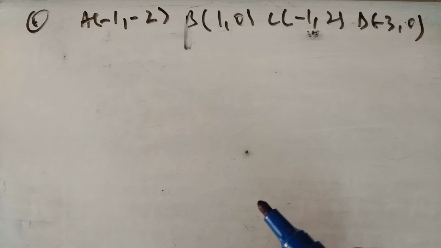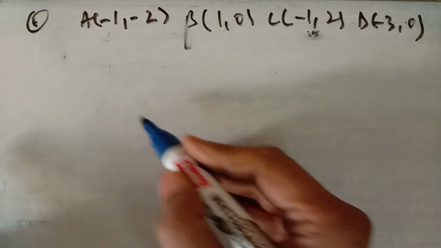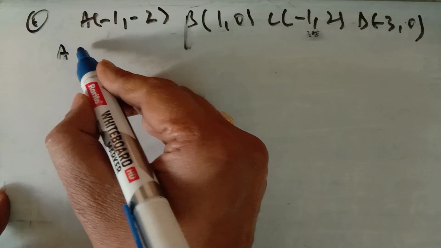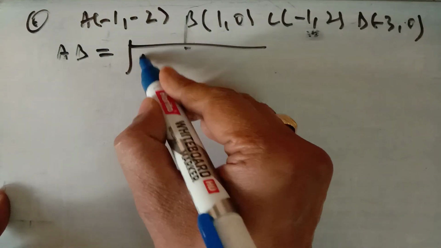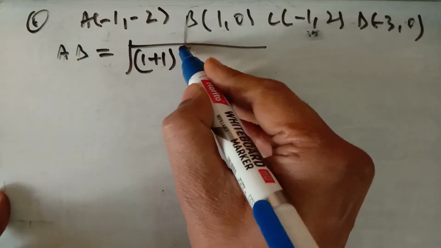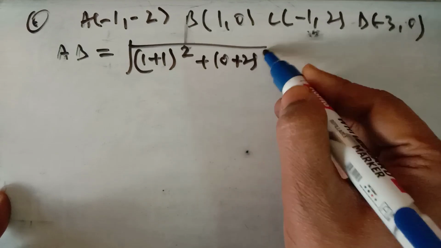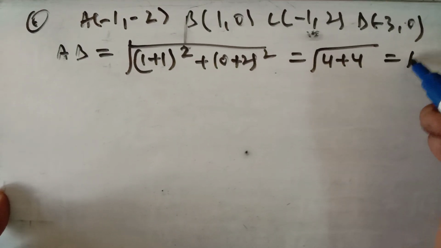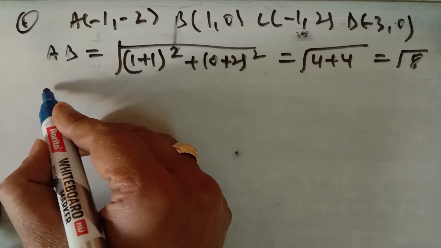So what you have to do, first of all, you have to find all sides and the lengths of the diagonals, and then find which type of quadrilateral it is forming. So first of all, the length of AB, that is x2 minus x1 ka whole square plus y2 minus y1 ka whole square. This is coming out to be 4 plus 4, that is root 8. The length of one of the sides of the quadrilateral is root 8.